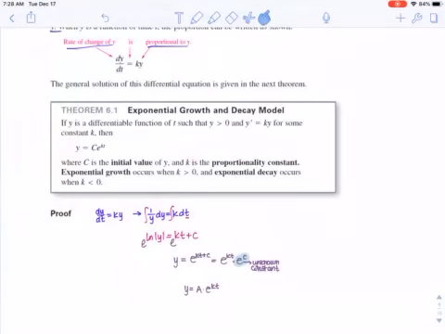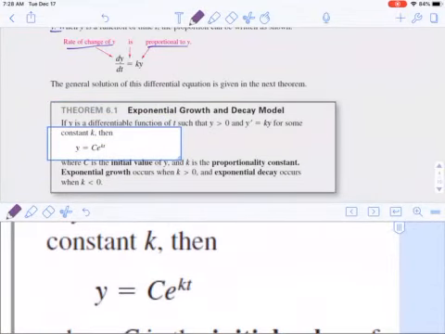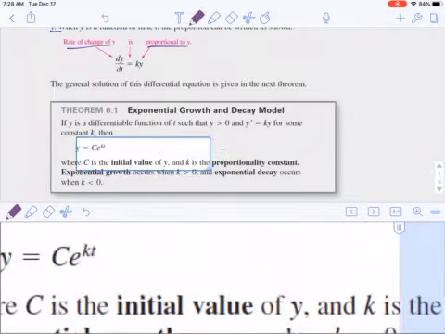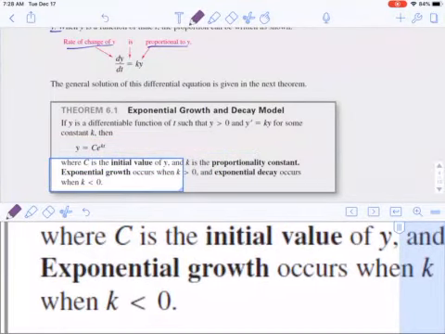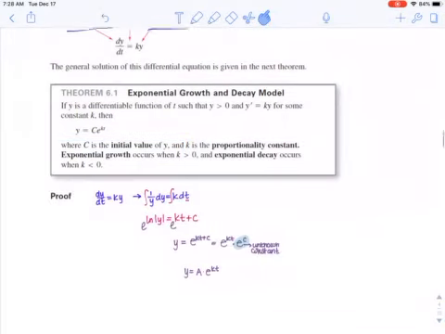All right, so in here they use that C for that unknown constant. I prefer A just to remind ourselves that it is actually a different number, right? But it says C is the initial value of Y, and K is the proportionality constant. Exponential growth occurs when K is greater than 0, because that means my exponent would be positive. Exponential decay occurs when K is less than 0. That makes sense because our exponent would be negative.